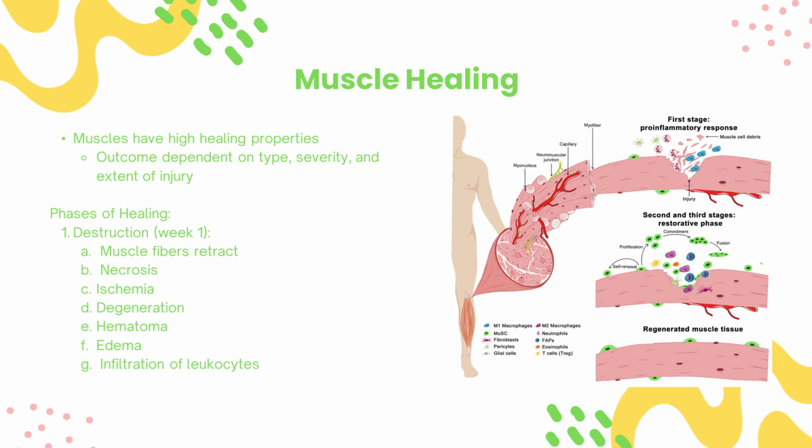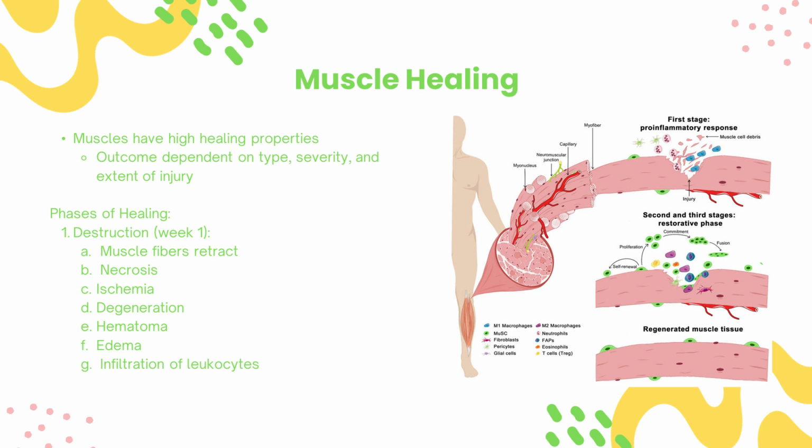We have the destruction phase, which is the initial injury. So that is typically the first week of the injury. What's happening is the muscle fibers get injured, they start to retract, cell death starts to occur, ischemia, so a loss of blood flow to the muscle occurs. Degeneration, again, ischemia, necrosis, degeneration, that all kind of is one.